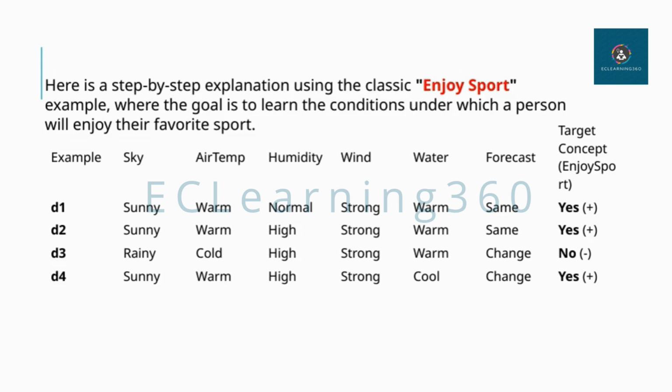Notice how each example varies in conditions like rain, cold temperatures, or high humidity, and how these influence whether the person enjoys the sport. The key idea here is that by examining these examples, we can start to identify patterns: what conditions tend to lead to enjoyment and which do not. This process helps us understand the underlying rules or concepts that determine enjoyment based on weather factors.